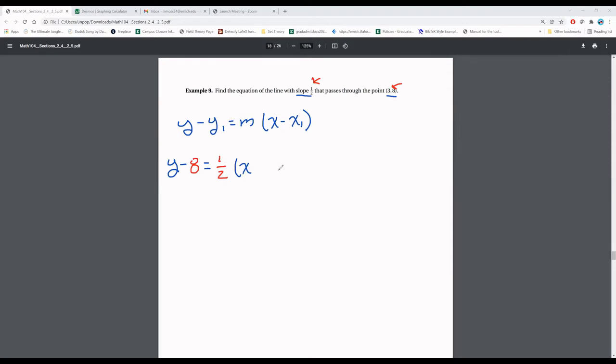Times x. X is just a variable. I won't touch it. The ones without a subscript, those we do not touch. And then I will put in x1, x1 being the x coordinate of the point that was given to me. That's 3. This would be the point-slope form of the equation of this line. I can just write that as y minus 8 is 1/2 times x minus 3. Point-slope.